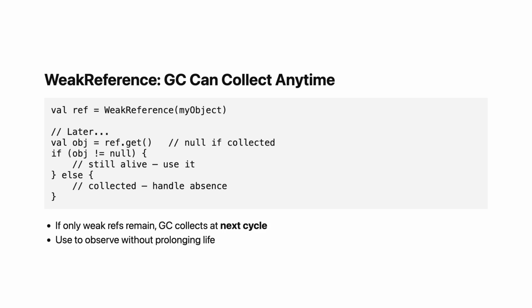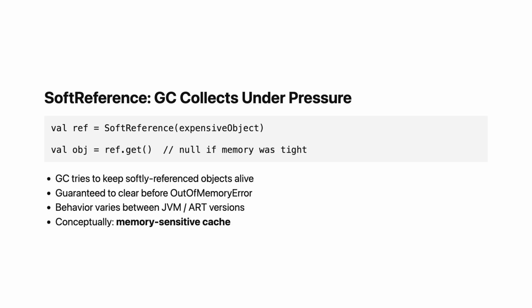Soft reference sits in between. It says to the GC, I would like this object to stick around if possible, but if you are running low on memory, you can collect it. The GC treats soft references differently from weak references. A weakly referenced object can be collected at any GC cycle. A softly referenced object is guaranteed to be collected before the JVM throws an out-of-memory error, but the GC will try to keep it around as long as memory is plentiful.